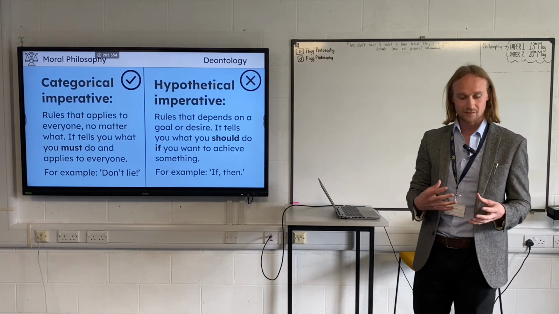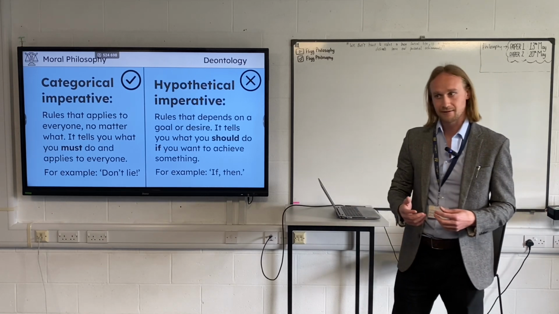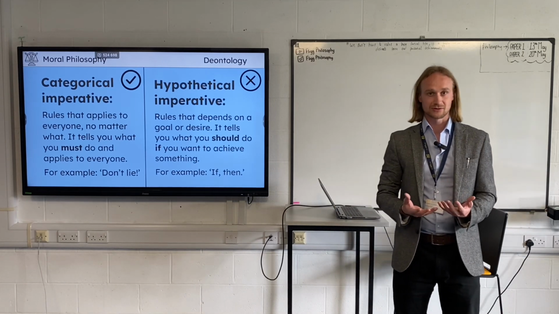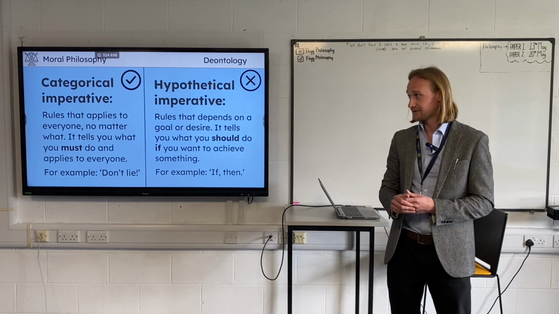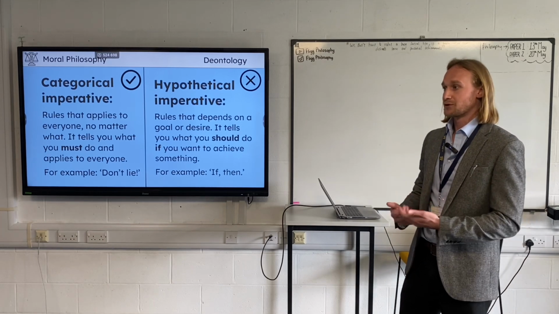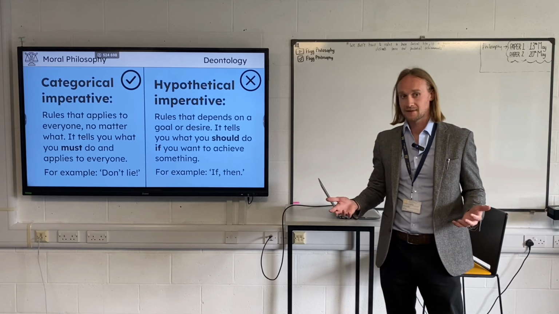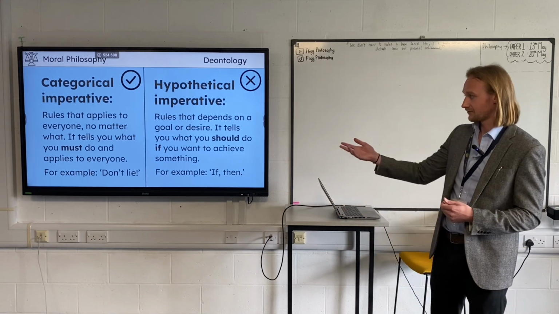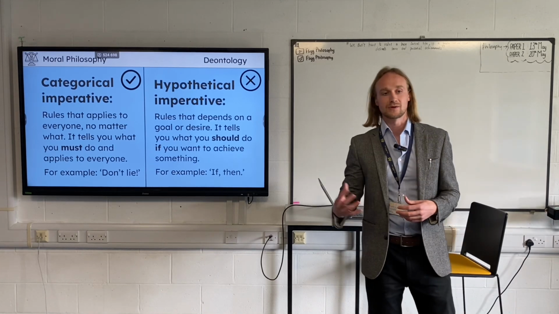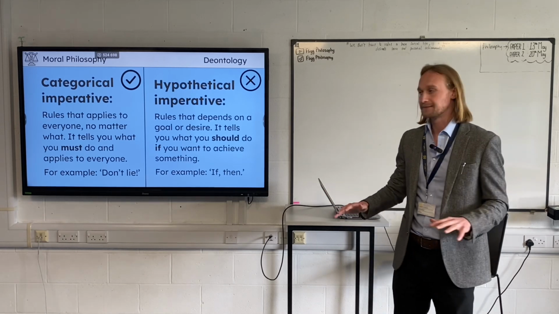In terms of how this is formulated, Kant makes a distinction between a categorical imperative and a hypothetical imperative. Categorical imperatives are rules that apply to everyone, so they're universal rules and they are unconditional. It doesn't matter what your expectations are or what your values are or what you want. This is something that everyone has to follow at all times. For example, don't lie. It doesn't matter about the situation or what outcome you want. In any situation you shouldn't lie.